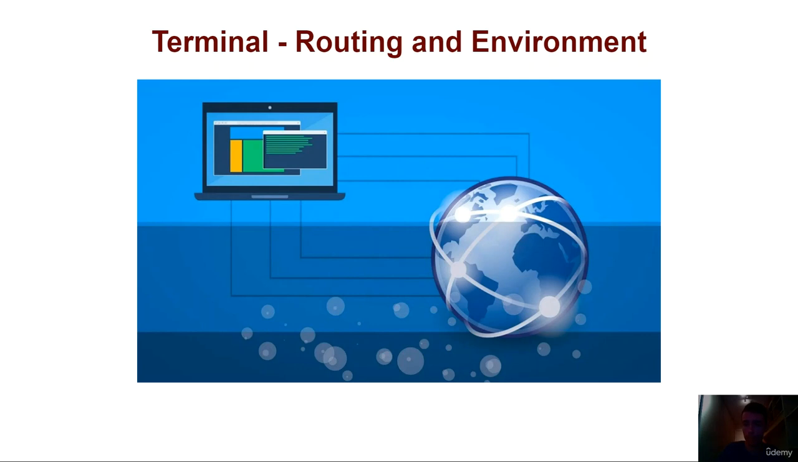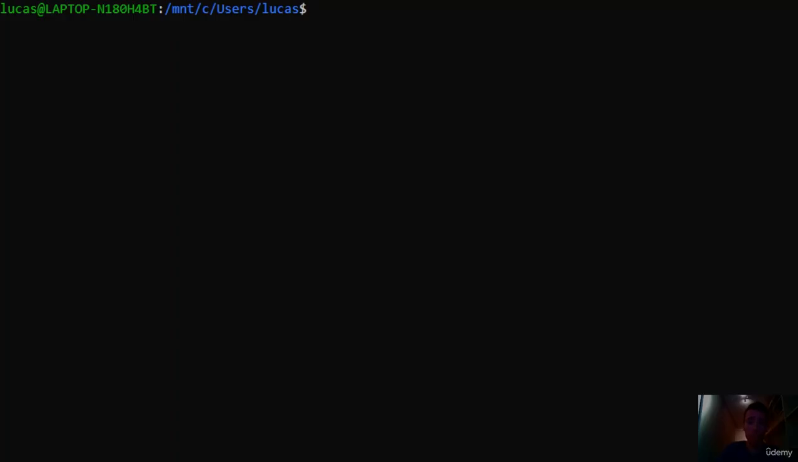Hey everyone, in the previous lessons we studied routing, and in this lesson we're going to see how we can check the routing table and the environment in the terminal of our operating system. First of all, we open the console, the terminal of our operating system, which is a Linux type system. If we want to check the routing table of our house or our office, the environment where we are working, we can just type here route -n.